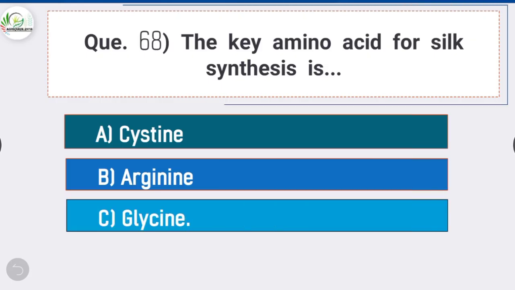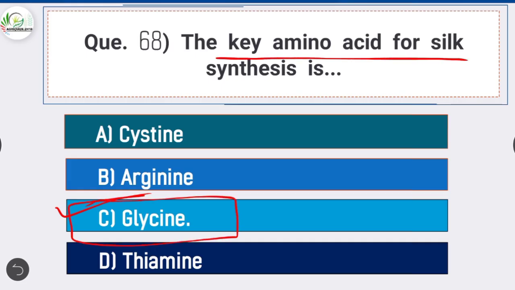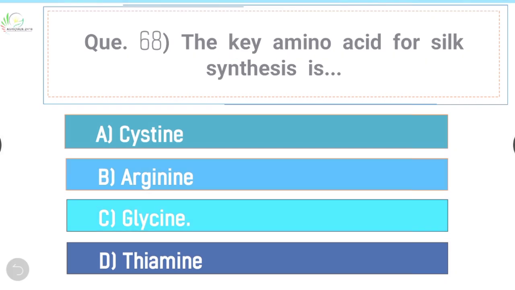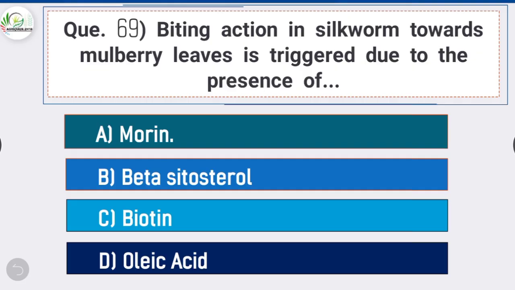Question number 68. The key amino acid for silk synthesis is, and the correct answer is glycine. Glycine is known to be the major constituent amino acid of the silk fibroin of Bombyx mori and is actively synthesized in the silkworm. Question number 69. Biting action in silkworm towards mulberry leaves is triggered due to the presence of, and the correct answer is morin. Biting action in silkworm towards mulberry leaves is triggered due to the presence of morin.